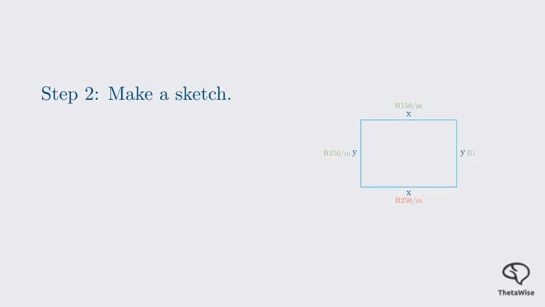Let's draw the rectangle and label the sides x and y. The bottom side, which we'll call the premium side, has the higher cost. The area, A, that we want to maximize is x times y. Our constraint is the total budget.